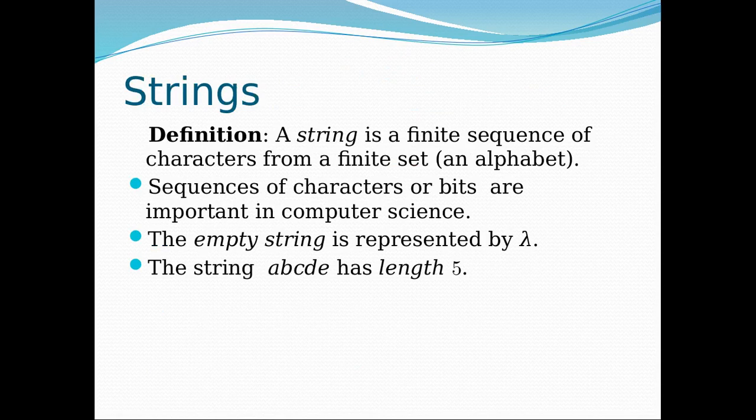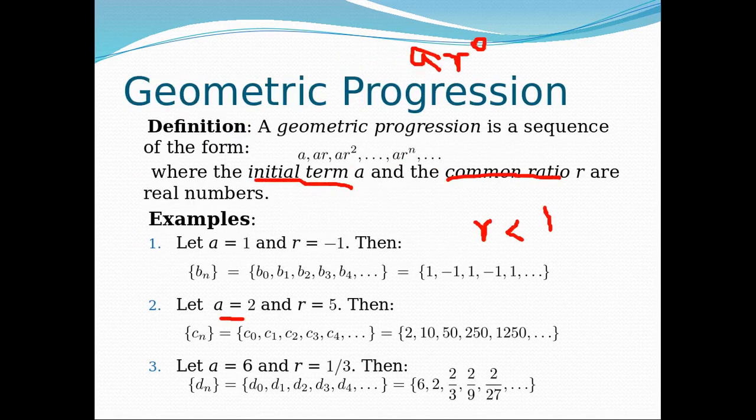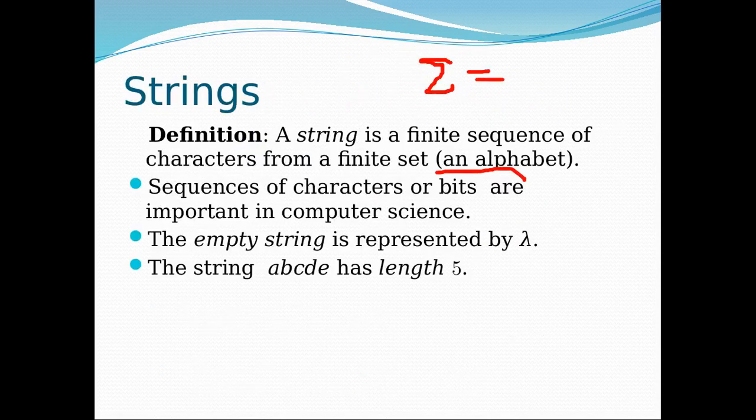So here we have a very important definition, which is the definition of a string. A string is a finite sequence of characters which are taken from a finite set, which is called an alphabet. Now the alphabet is represented by sigma in some cases. So in the case of English, it would be A, B, C, D. But when we are talking about bits, this sigma would be 0 or it would be 1.